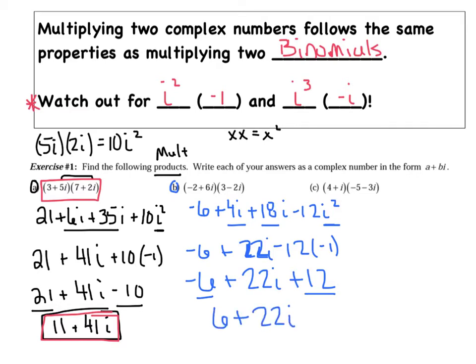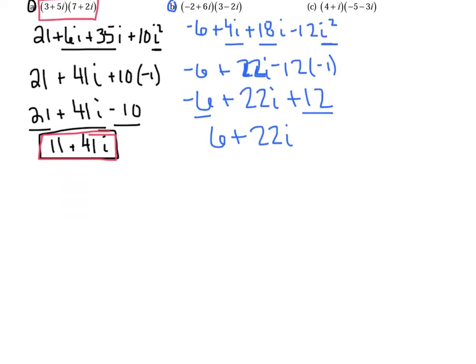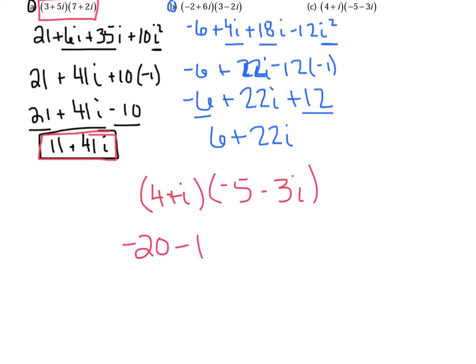All right, we've got one more to try, and I might shimmy down here and put it at the bottom of my page. So we've got 4 plus i times negative 5 minus 3i. Again, we're just going to go through our FOIL. Watch out for our i squareds when we're all done. So I got negative 20 for my first term, negative 12i for my outer, negative 5i for my inner, and negative 3i squared for my last.